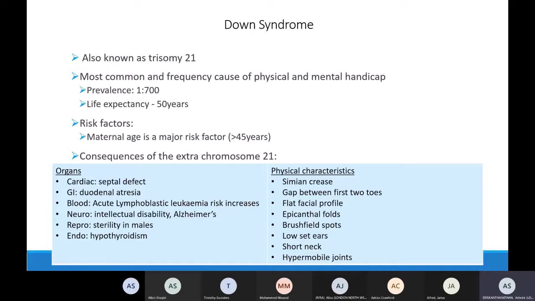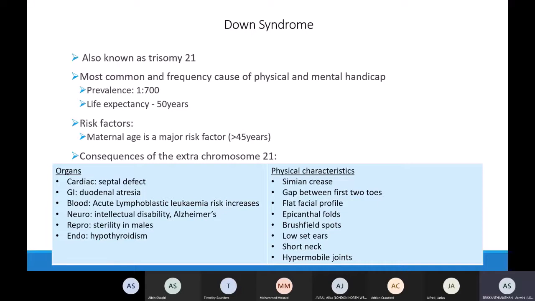So in terms of the features of someone with trisomy 21, you've got the physical characteristics, and these are the key ones which I've listed here. You get a simian crease on your palm, so just one crease on the palm, whereas if you fold your hands, you'll have a lot more creases. You'll have something known as the sandal gap, or sandal toe, where there's a larger gap between your first and second toe. They have a flat facial profile with a broad nasal bridge. They have prominent epicanthal folds, and in their eyes they have Brushfield spots as well. Their ears are more low set, they tend to have a shorter neck, and they have more hypermobile joints.